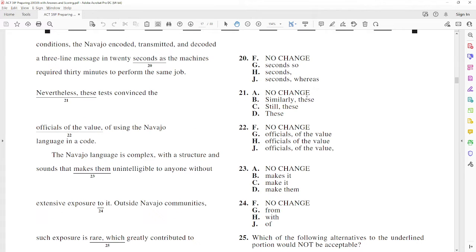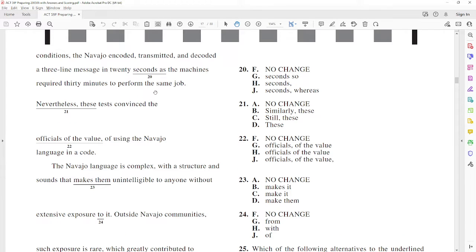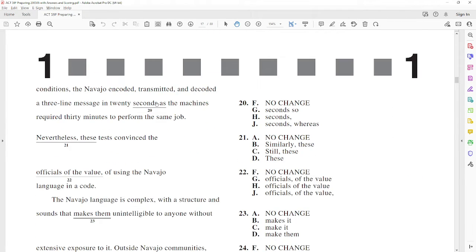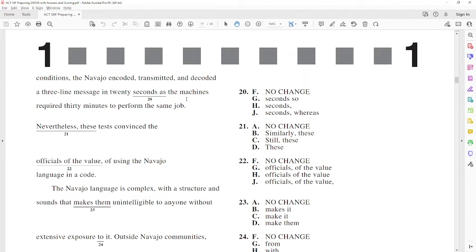21 appears to be transition words. It's got nevertheless, comma, these tests convince the officials. So we want to get rid of nevertheless and see what's being connected here. It says, let's see, in preliminary tests under simulated combat conditions, the Navajo encoded, transmitted, and decoded a 3-line message in 20 seconds, whereas the machines required 30 minutes to perform the same job. So the Navajos did it fast, the machines took a long time, connected to the tests convinced the officials of the value.